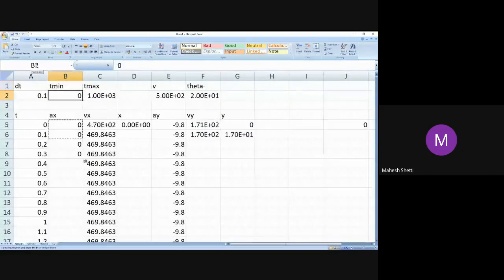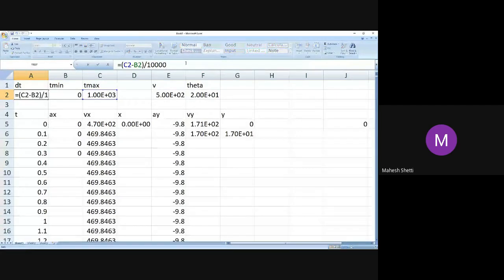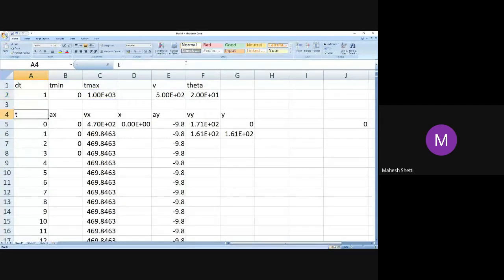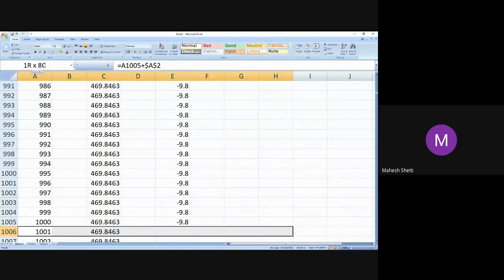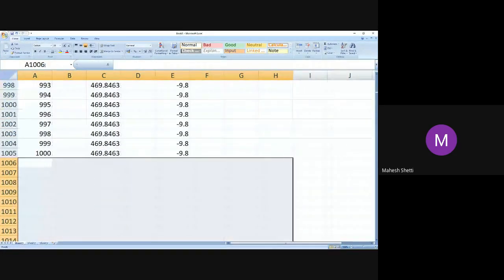Whether I am taking 1000 or 10,000 points, let me take 1000 points maybe here. So let me go to 205. Anything beyond this, let me delete.